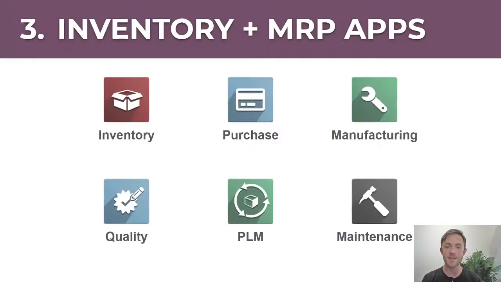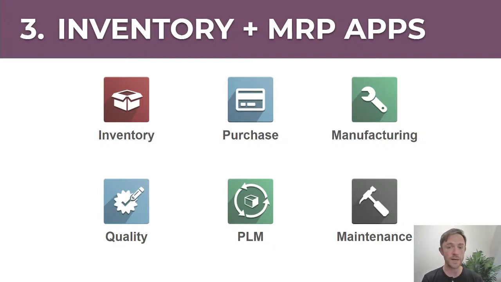Our third group is the inventory plus the MRP apps. That's actually what it's called on our website. You might also call these the logistics apps or the supply chain apps. It's mostly inventory, purchase, and manufacturing are the big 3. And then the other 3, they're mostly add-ons primarily suited for manufacturing. So you've got quality, PLM, and maintenance. These apps, they're for companies that deal with physical stuff, physical goods like distribution companies and manufacturing companies.